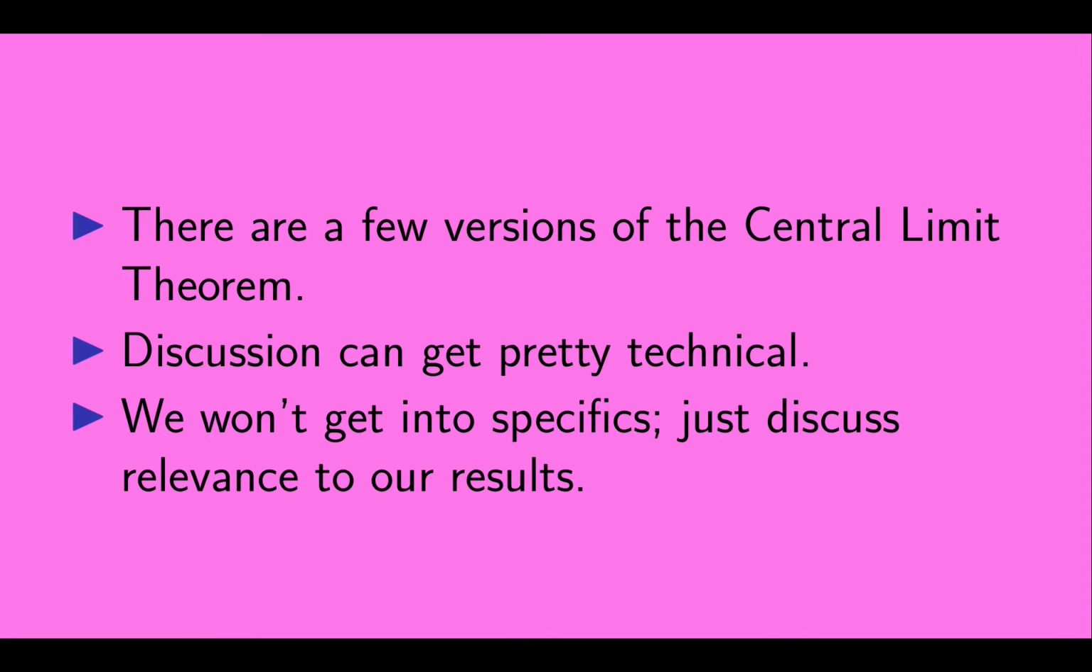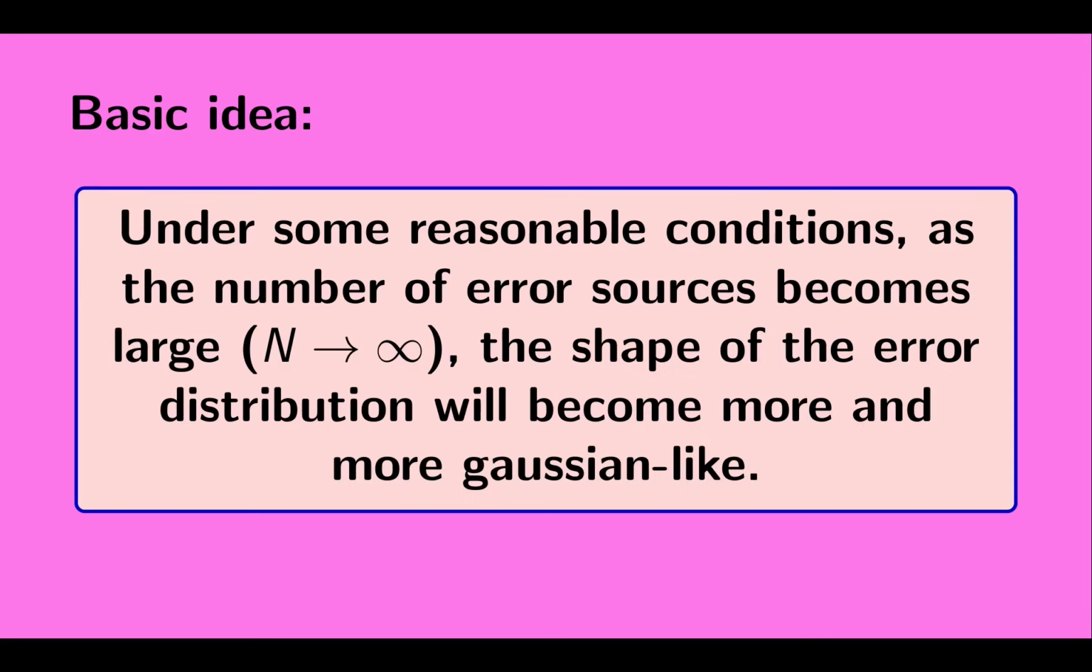Okay, so we need to talk about the Central Limit Theorem. There are a few versions of the Central Limit Theorem, and their discussions can get pretty technical. So we're not going to get into the specifics, but instead we'll just talk about the relevance of the Central Limit Theorem to our results here. Here's the basic idea. Under some reasonable conditions, as the number of error sources becomes large, in other words, as n goes to infinity, the shape of the error distribution will become more and more Gaussian-like.